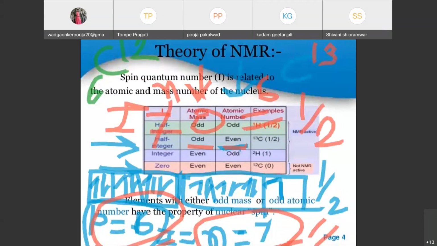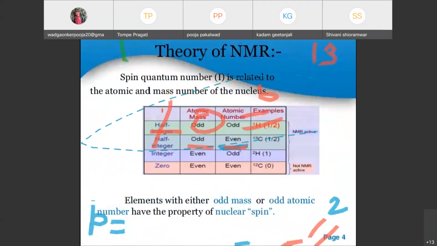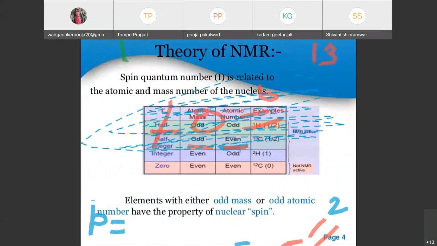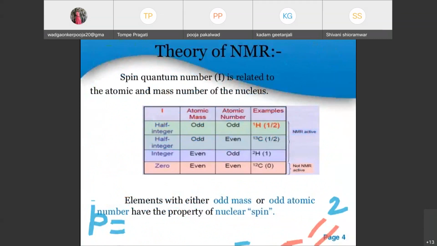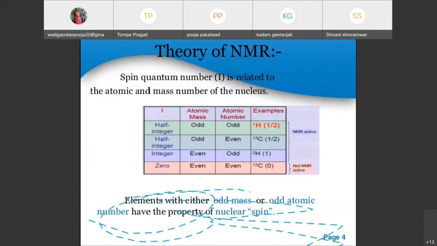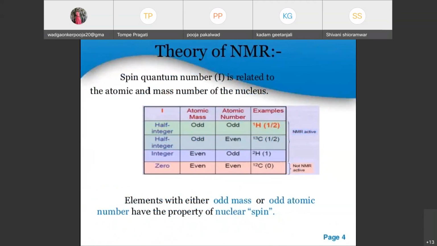What does it mean? As I told you a little while ago, the nuclei which represent a half-integer or integer value will be NMR active. It is absolutely NMR active, which I can show you here.